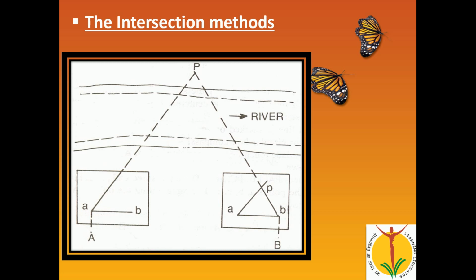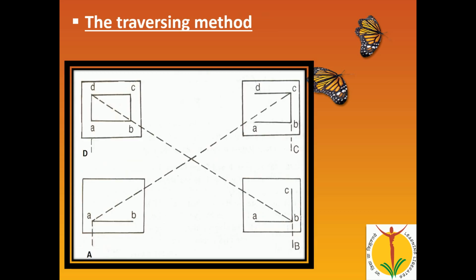Next, the traversing method. The traversing method is a combination of the radiation method and the traversing method. See, by using that combination of two methods, you can get the various distances. Suppose we have to calculate the distance between ground point A, capital B, capital C, and capital D.